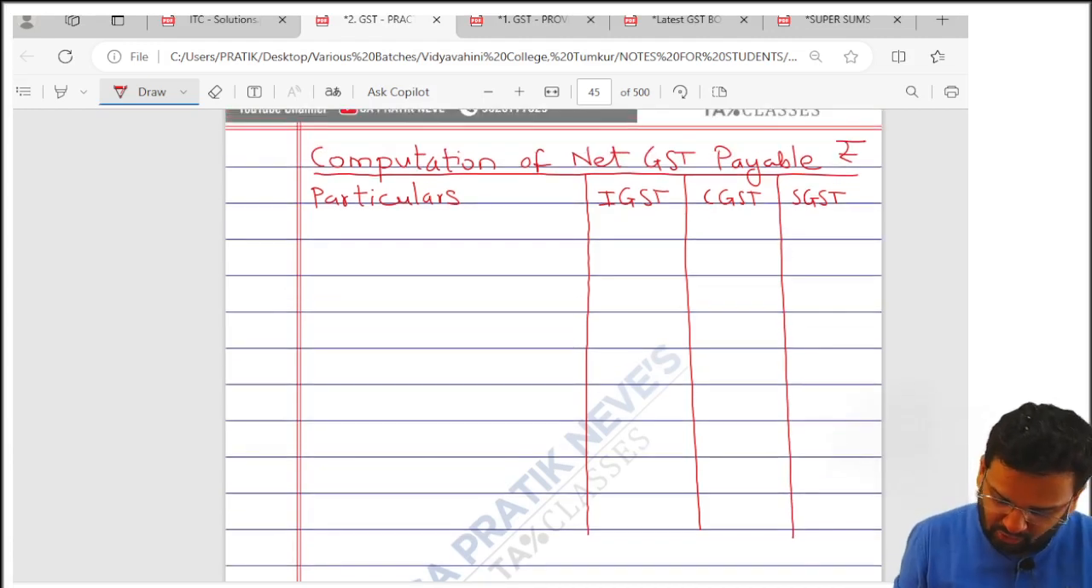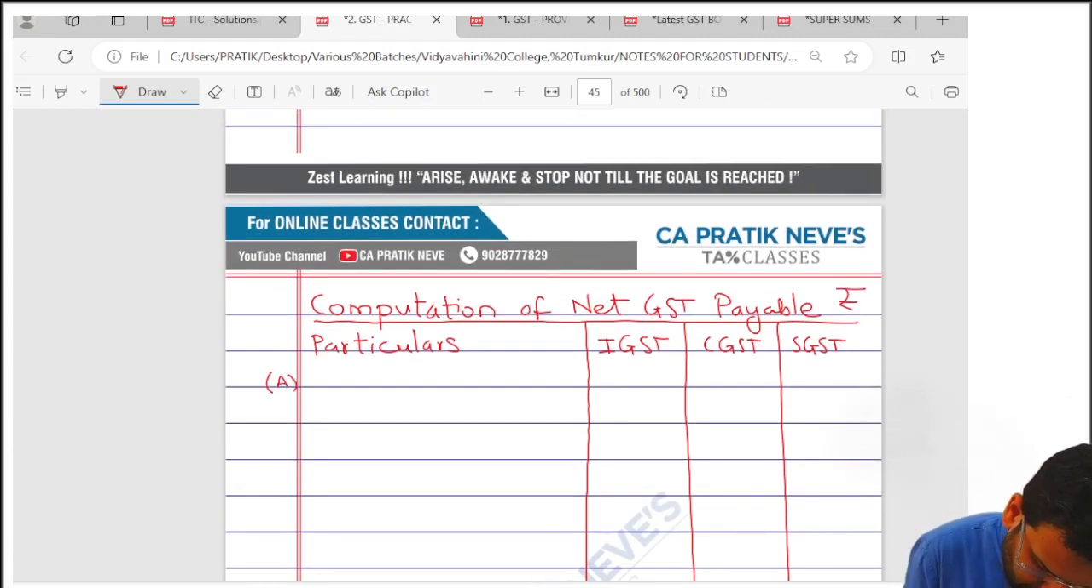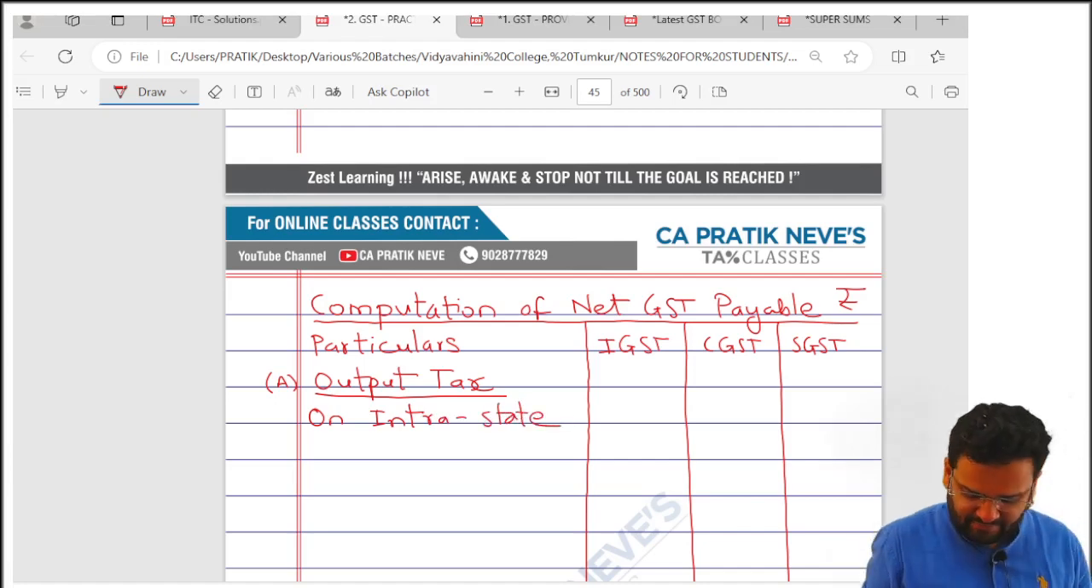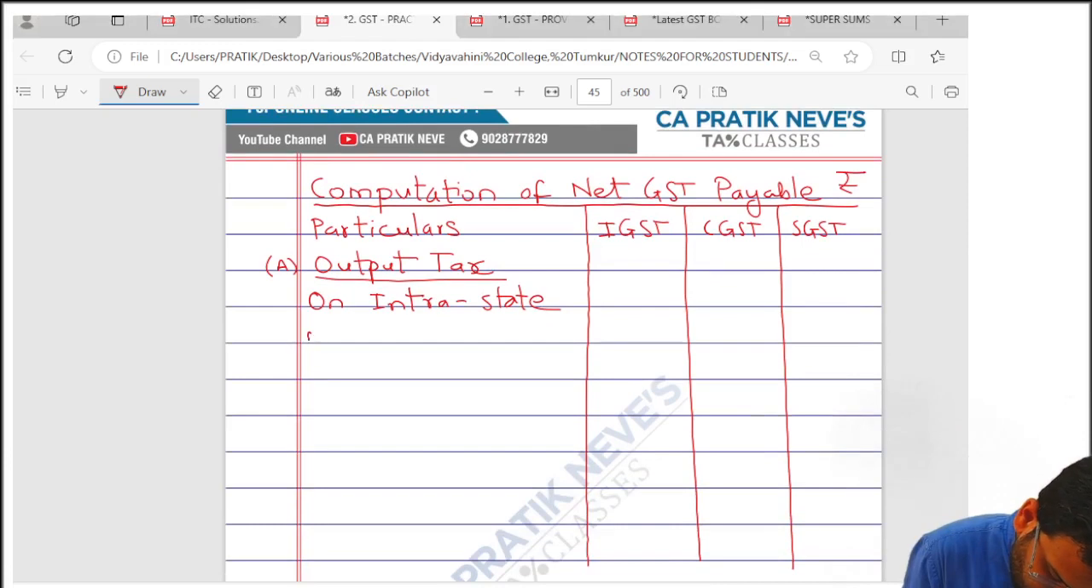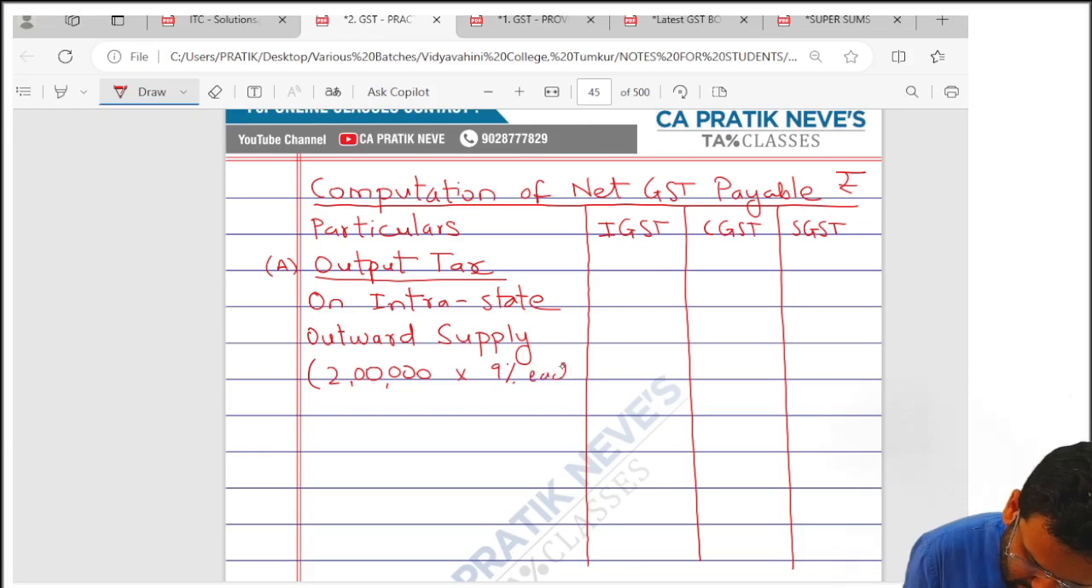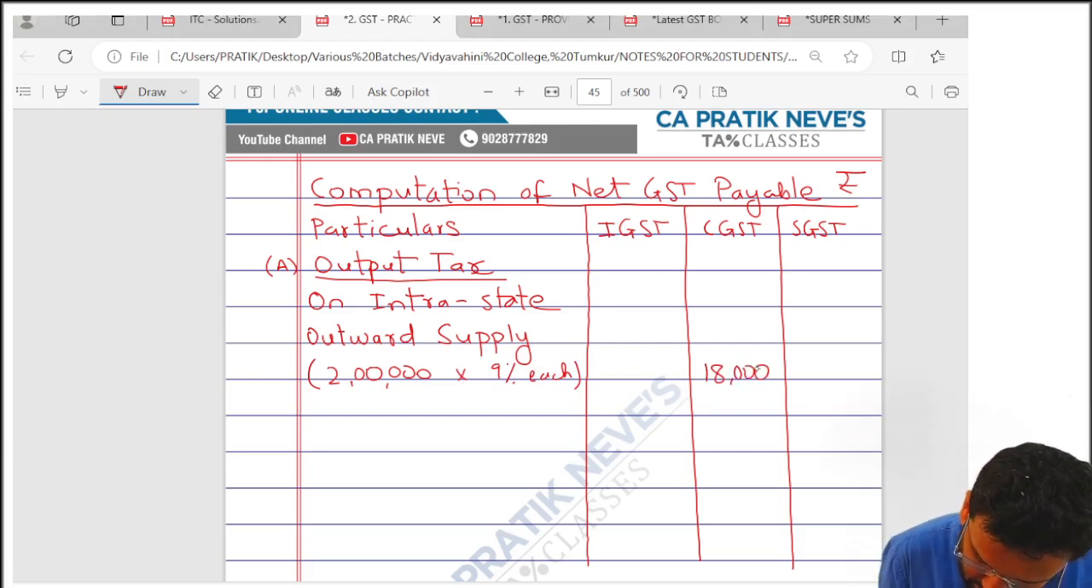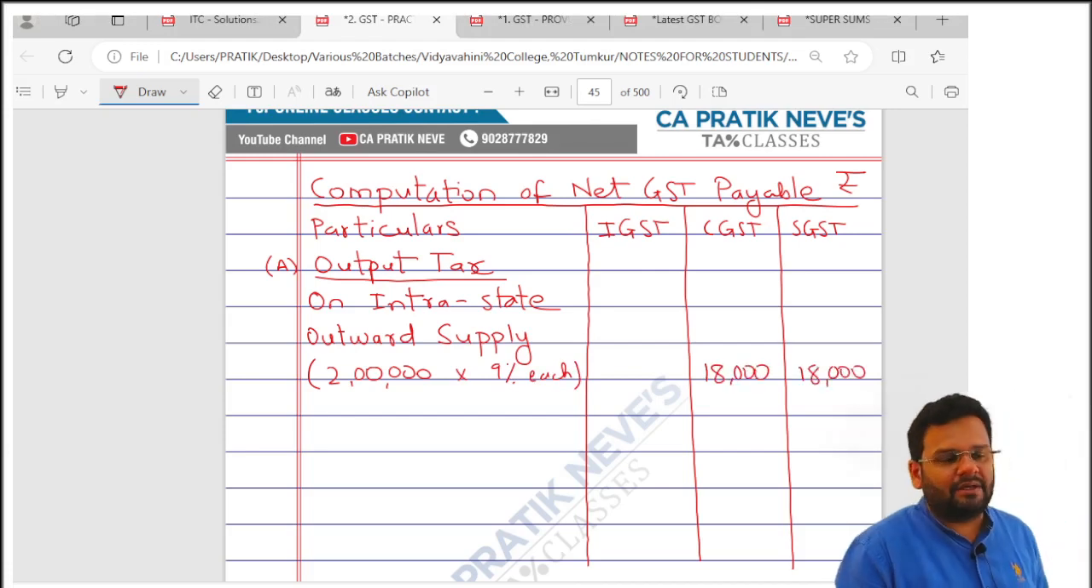2 lakhs. So A point, output tax. While doing output tax on intrastate supply, 2 lakhs into 9% each. Are you getting how much? 18,000 each of CGST and SGST.